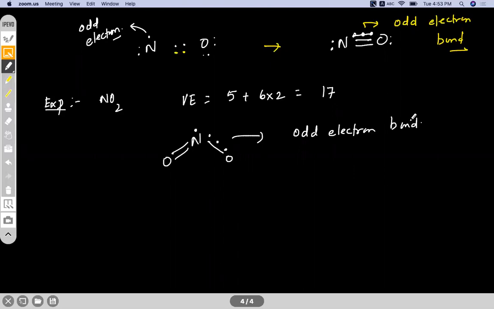Understood? Just these two examples you have to keep in mind for odd electron bond, and that is it. Properties you must remember: an odd electron bond we call a half bond because it has half bond order. It is paramagnetic in nature because of the unpaired electron. And the strength is lesser than that of a single bond.